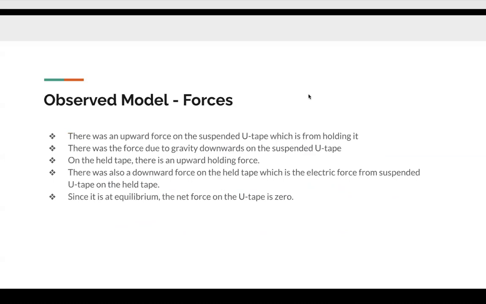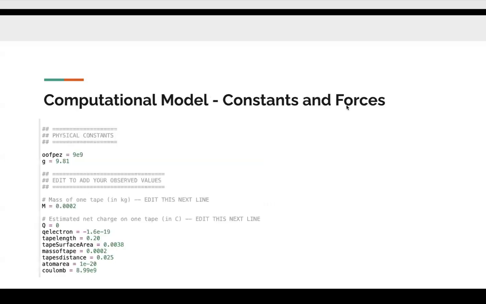There was an upward force on the suspended U-tape, which is from holding it. There was a force due to gravity downwards on the suspended U-tape. On the held tape, there was an upward holding force. There was also a downward force on the held tape, which is the electric force from the suspended U-tape on the held tape. And since it's in equilibrium, the net force on the U-tape is 0.